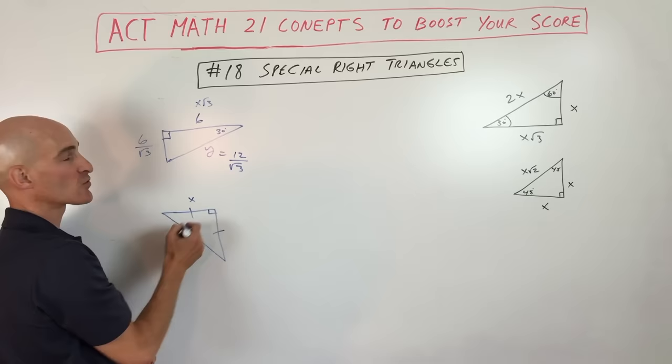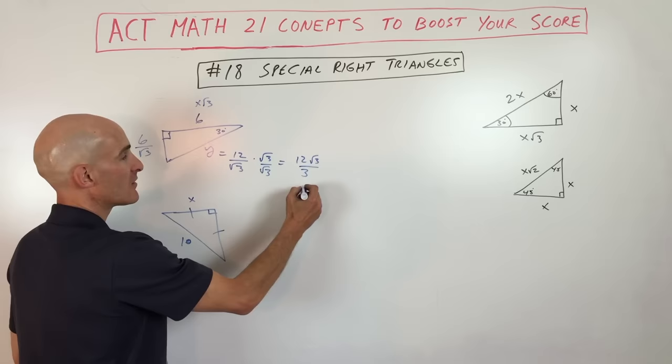But you don't want that square root in the denominator, so we're going to rationalize it. So that's 12 square root of 3 over 3. The 12 and the 3 reduce, so this is just going to be 4 square root of 3.